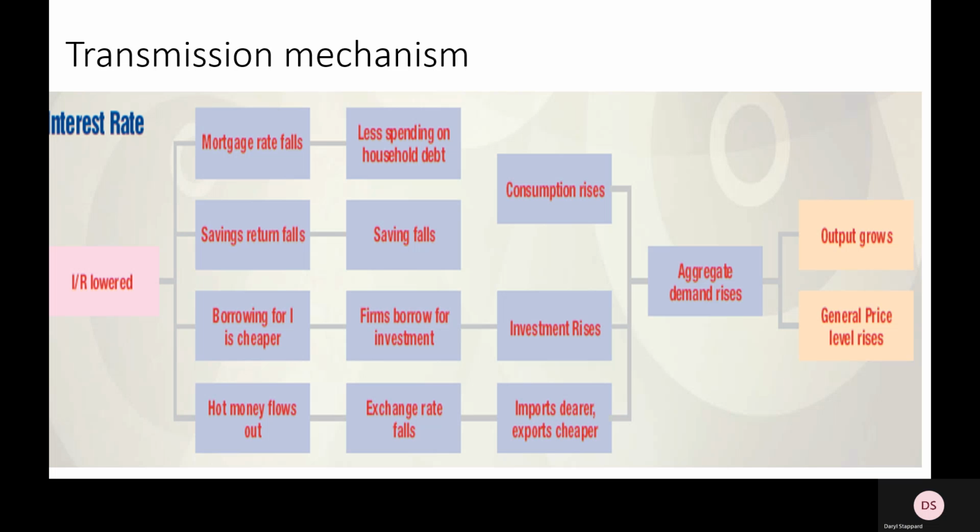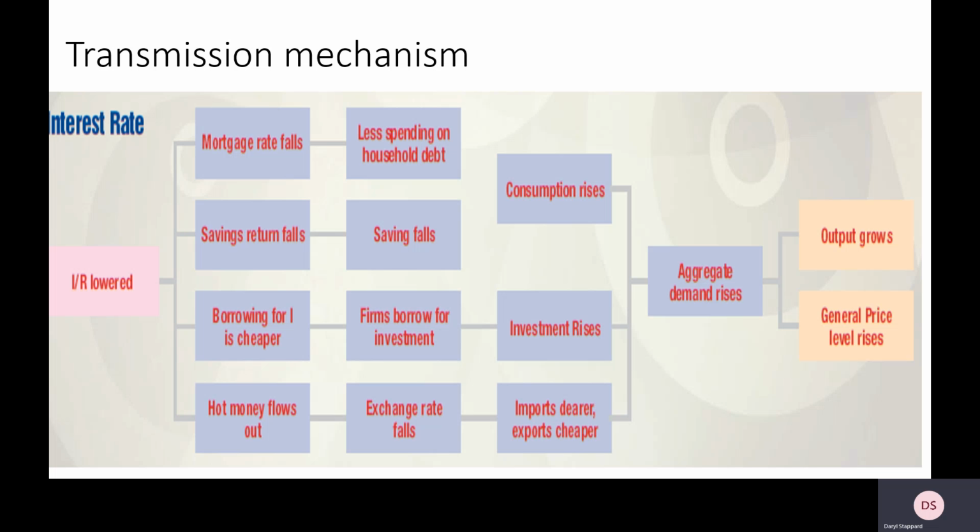Now, the next line down, due to lower interest rates, the incentive to save will fall due to a reduction in the returns on savings. So people will save less, which will again lead to a growth in consumption taking place. Next line down, borrowing for investment is cheaper. So businesses can now borrow money at lower interest rates than what they could before, which would incentivize more firms to want to invest.